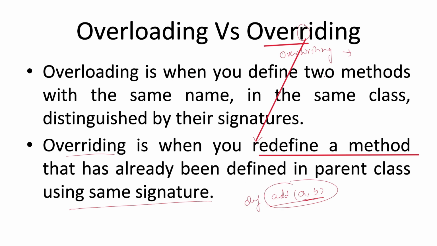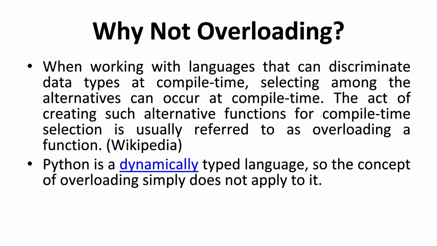Overloading is when you define 2 methods with the same name in the same class, distinguished by their signature. Signature means this is your a comma b. In the first method you have only defined a, in the second method you define 2, in the third method you define 3 arguments. So this number of arguments is your signature, the number of arguments and its data type. But here we are doing it only based on the number of arguments, right?